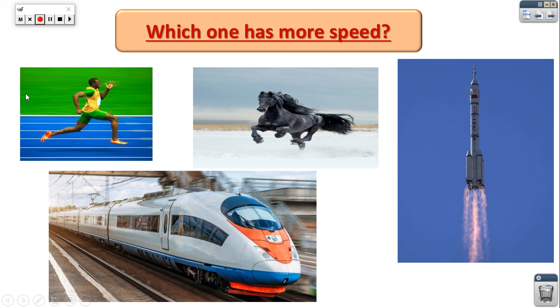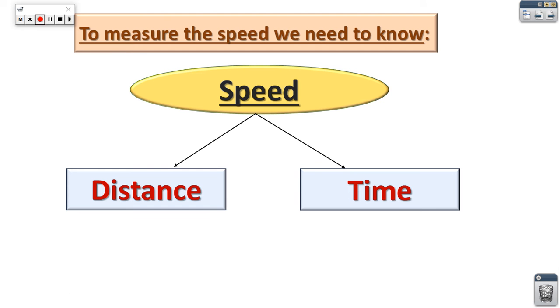This concept is talking about speed. Look at the following pictures. Which one of them has more speed? To calculate the speed and know which one is faster, we must know two things about the object: distance and time. So, to calculate the speed of any object, we must know the distance and time.